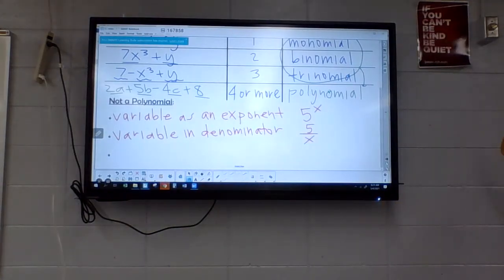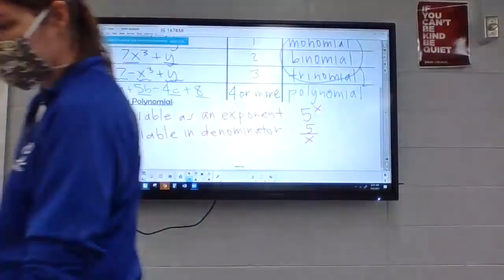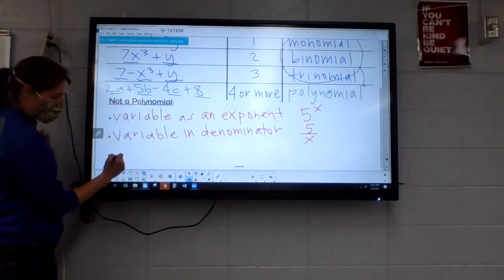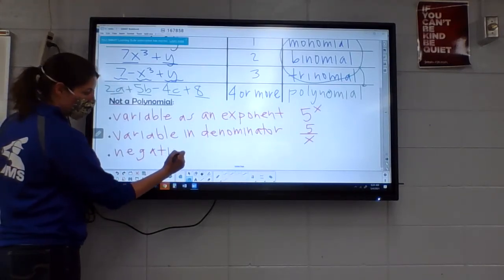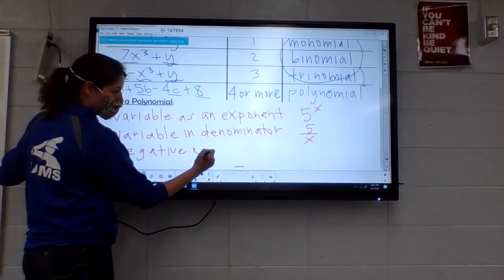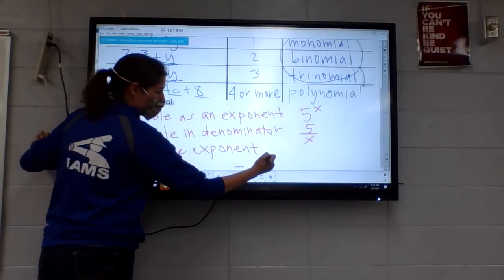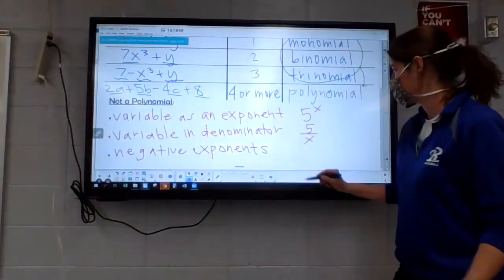So this one, if I tried to have you guys work with that as a polynomial, you'd have to say that's not a polynomial. There's a variable in the denominator. Now technically you could probably call that a monomial, but we don't need to get that technical. The next one is there can't be a negative exponent, which is essentially what we have going on here.